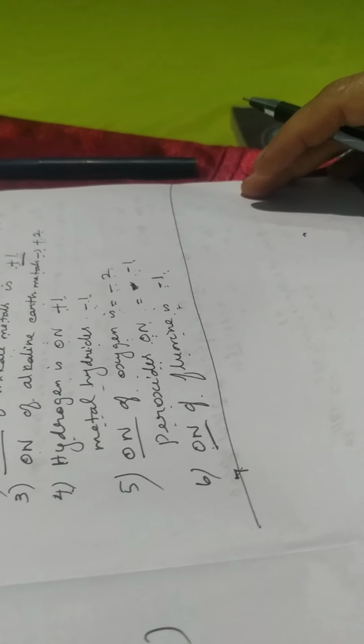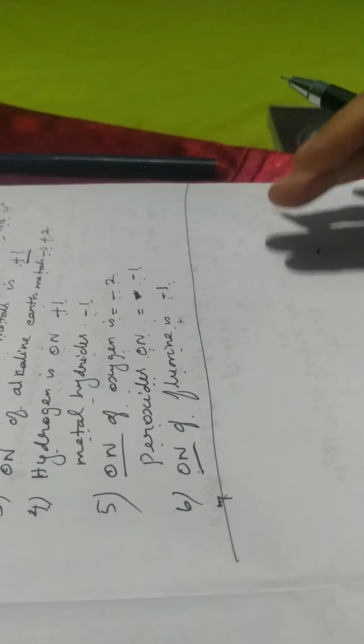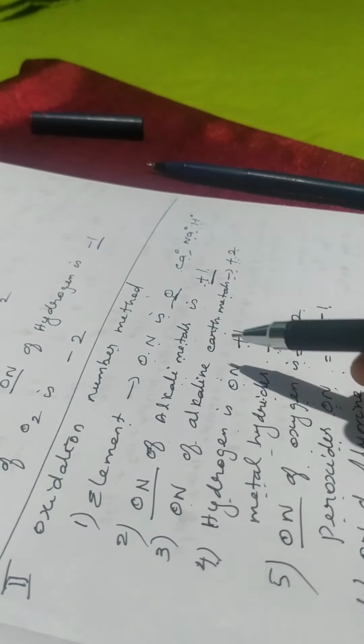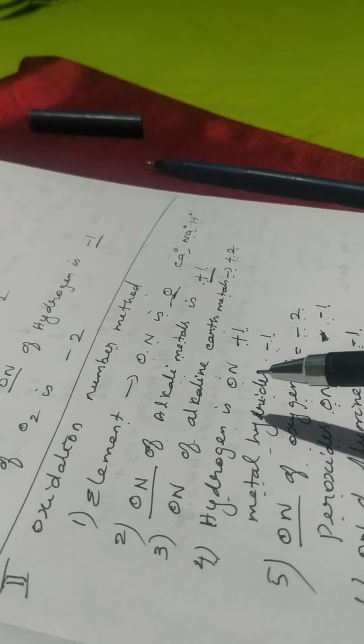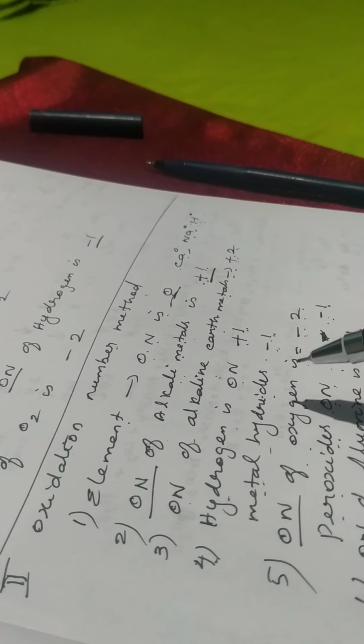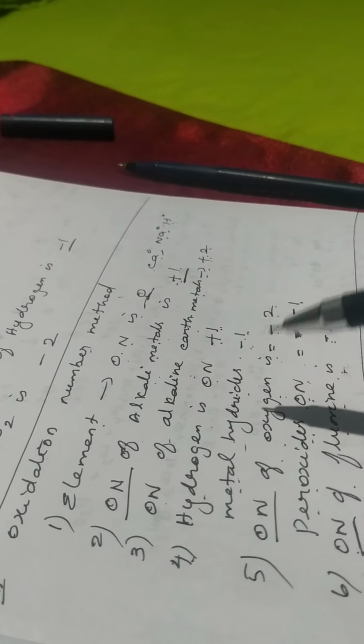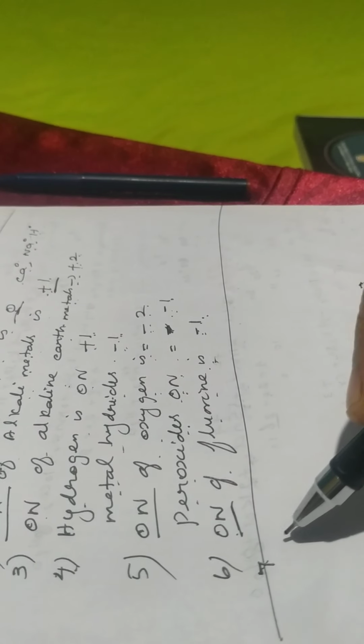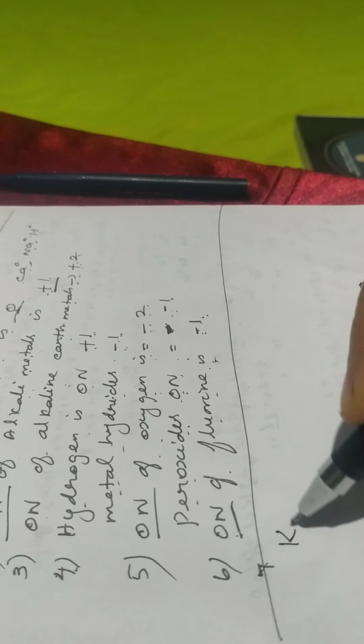Now let us see how to find out the oxidation number. Before balancing the chemical reaction by this oxidation number method, you have to know how to find out the oxidation numbers. Then only you can apply this method very easily. Say for example, let me write KMnO4.